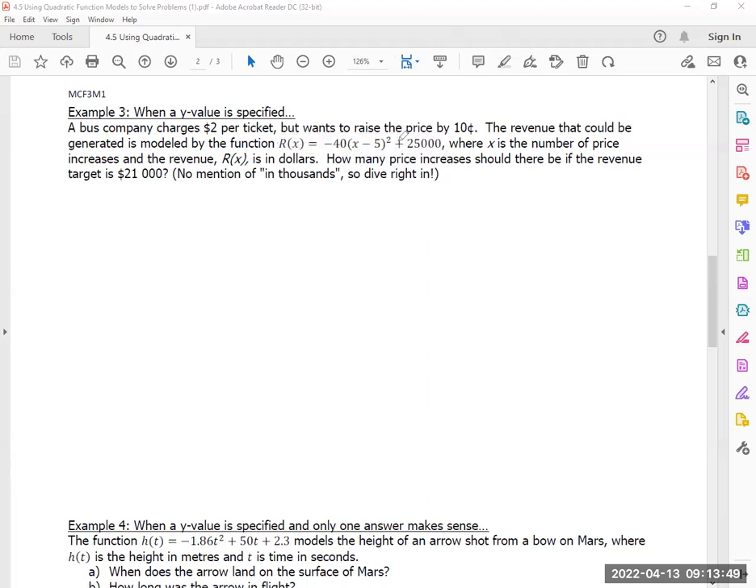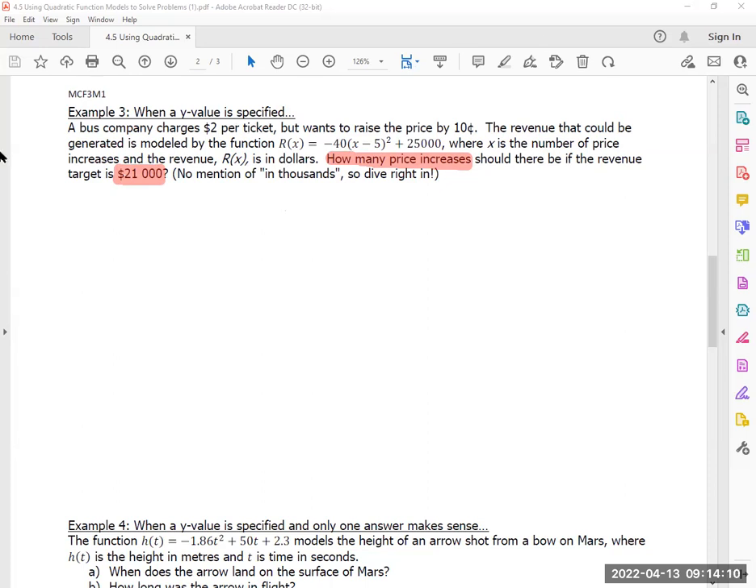I'm going to highlight that thing. I left it in red. How many price increases, bam, they already asked you for something, should there be if the revenue target is 21,000? There's no mention of in thousands or anything, you just plug that in.